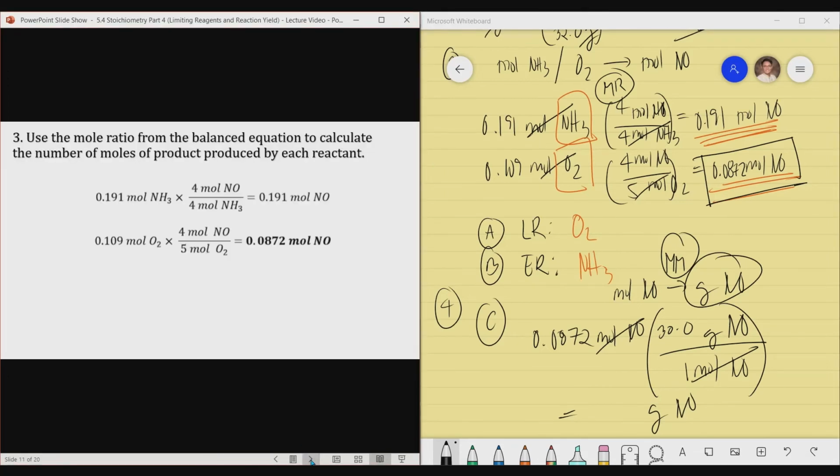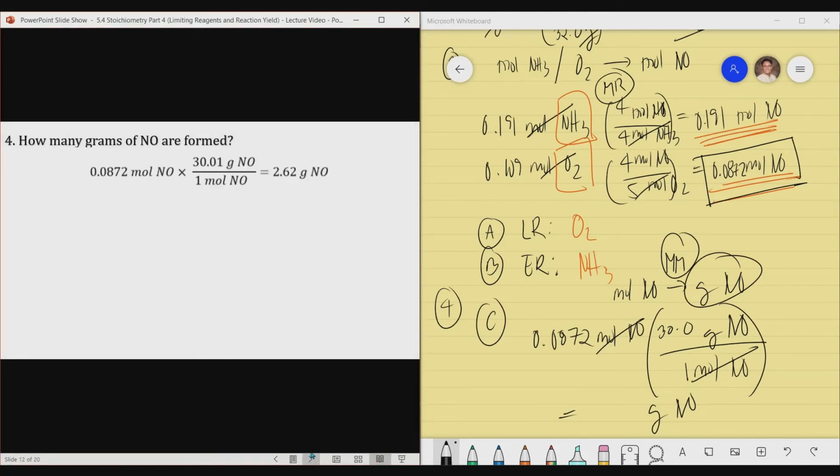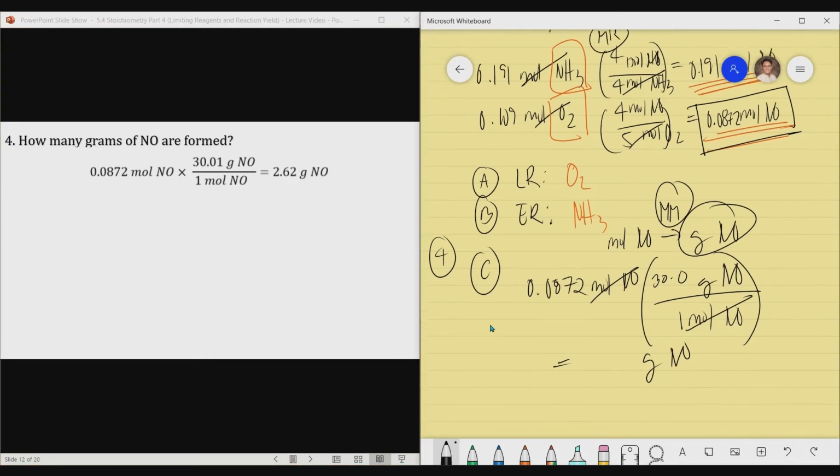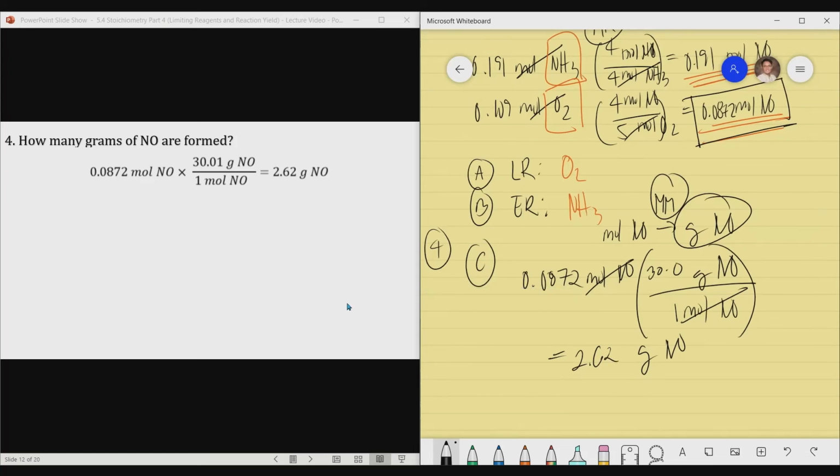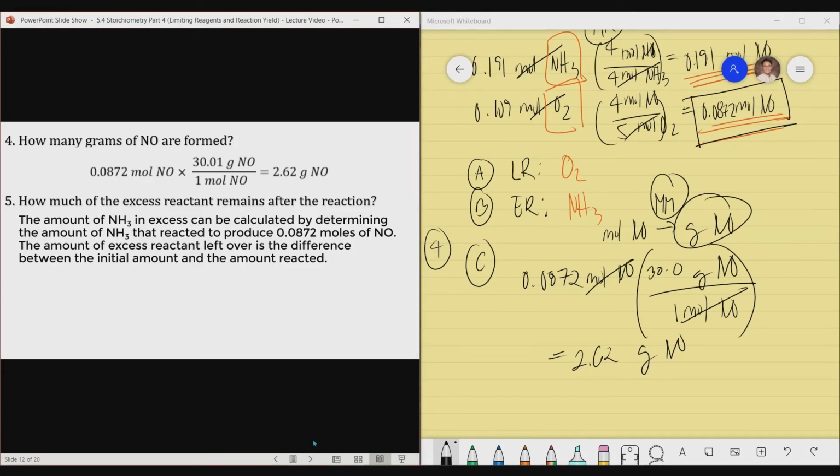So click natin, step 4. So I have the same solution, and then the answer is 2.62. Okay, sorry about that. That is 2.62 grams of NO. Right? So that will be your answer for letter C. Okay?